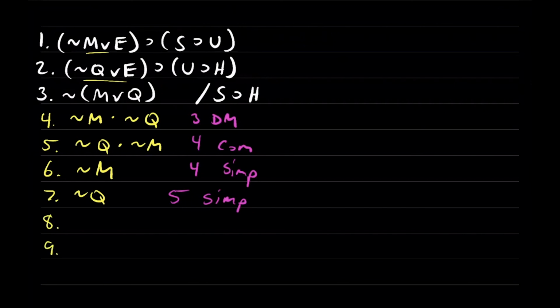From line 6, I'm going to get not M or E, using the addition rule to add this E onto not M with a wedge. So that would be from line 6 by addition. And I'm going to do the same thing with line 7. From line 7, I'm going to get not Q or E. And that's going to follow from line 7 by addition.